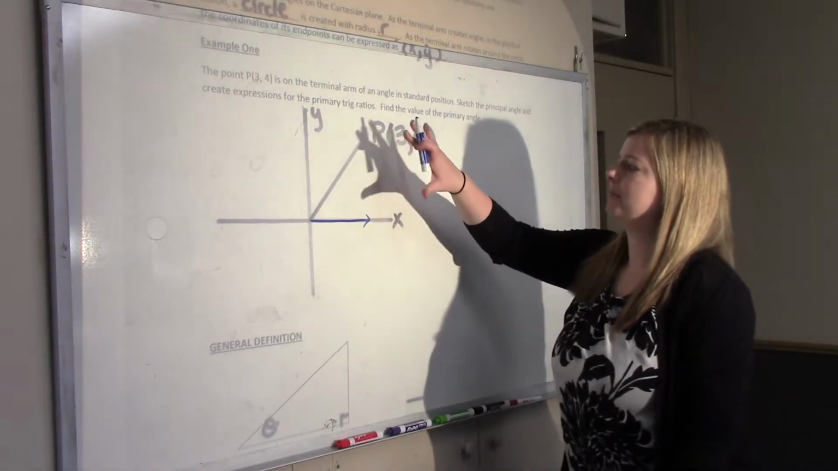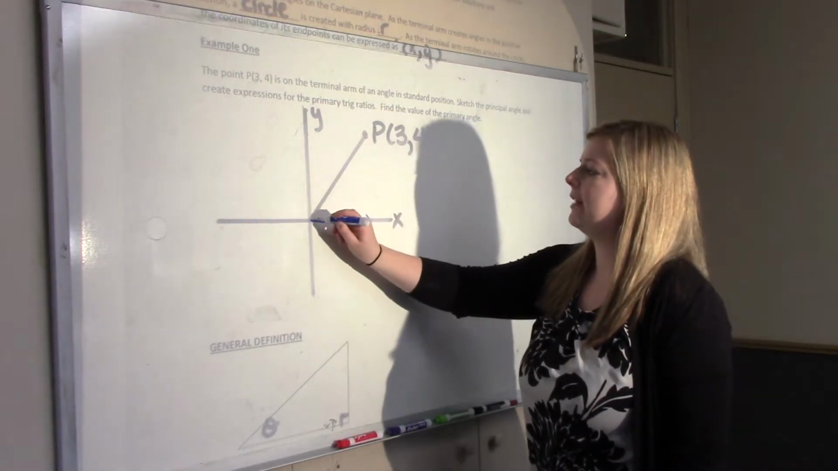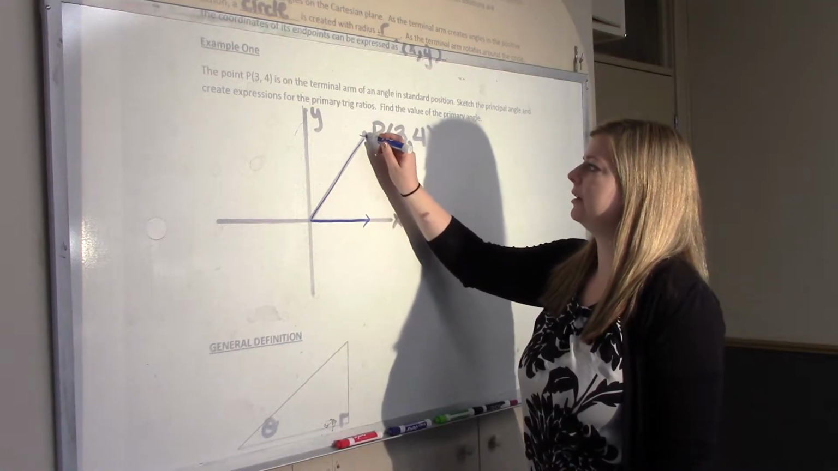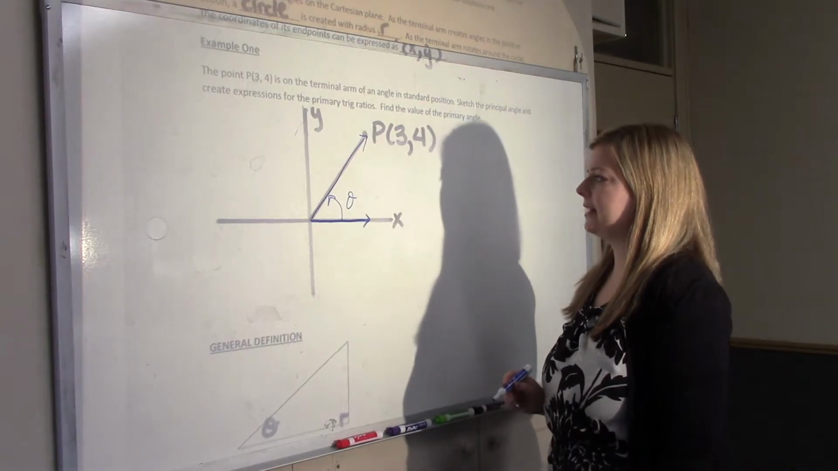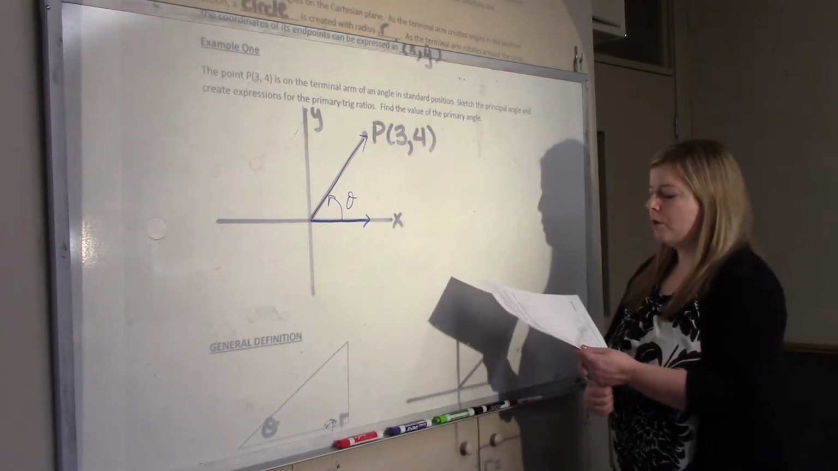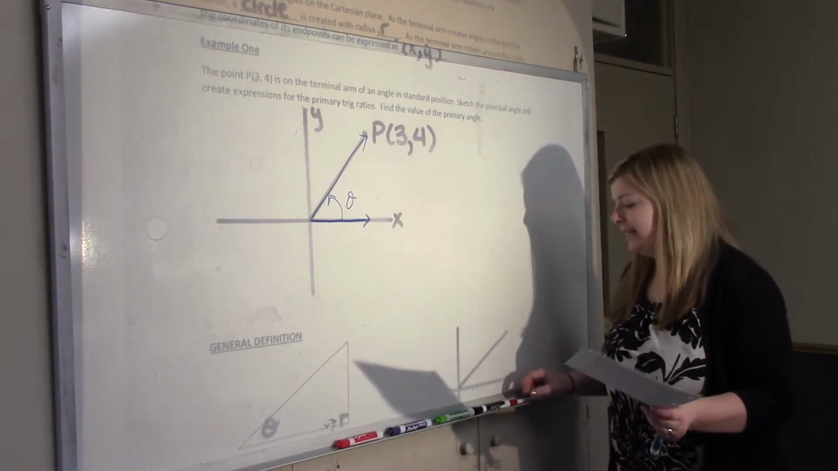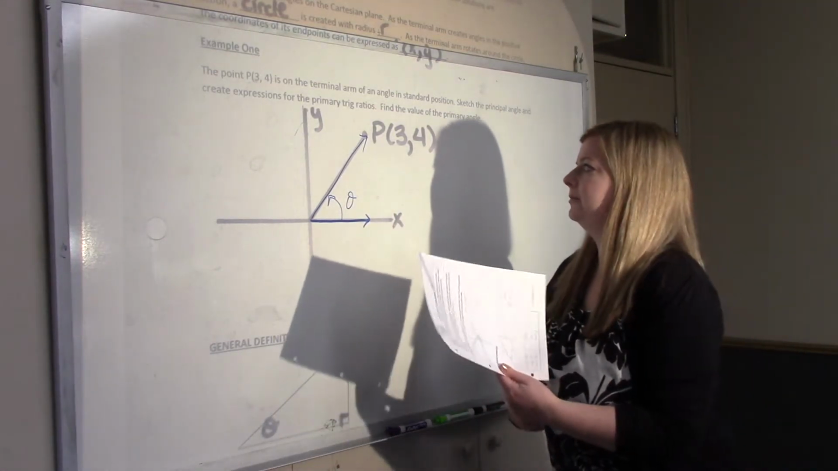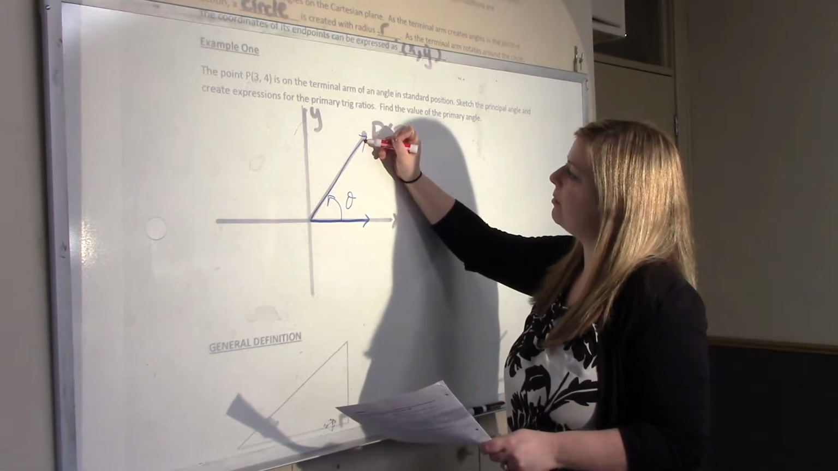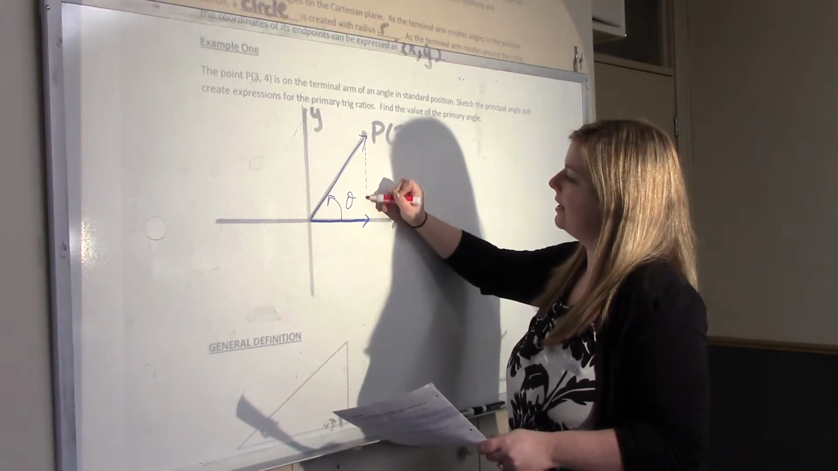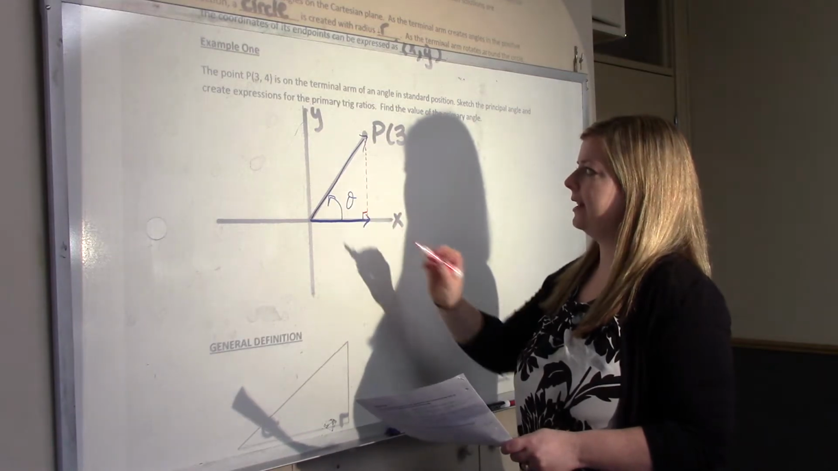So I just already plotted the point 3, 4, so 3 this way, 4 up. And then you can create this as a terminal arm. And so theta would go in this direction and can be labeled as such. Now, to use SOHCAHTOA, we need a right triangle. So we need to create a right triangle here. So what we can do is drop a vertical down from the point 3, 4 until it hits here. Okay, and we can label that as a right triangle, where this is theta.